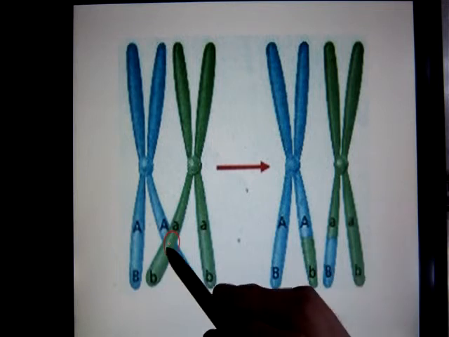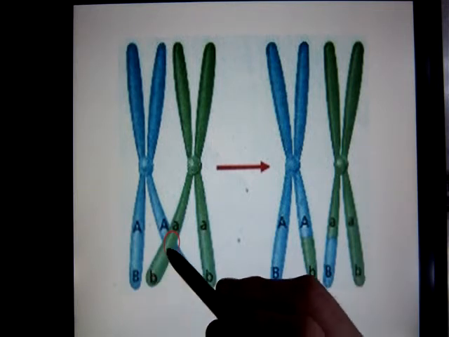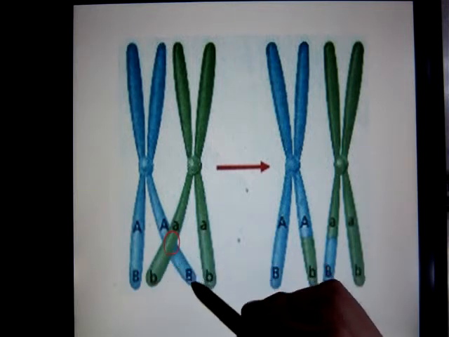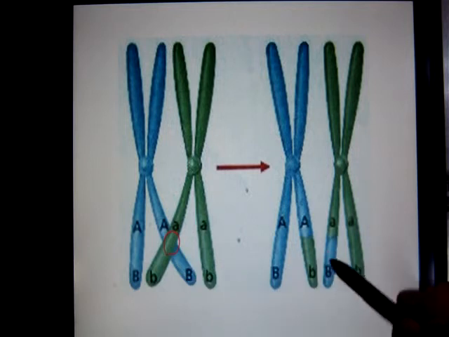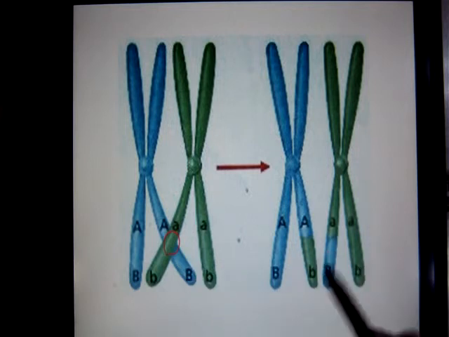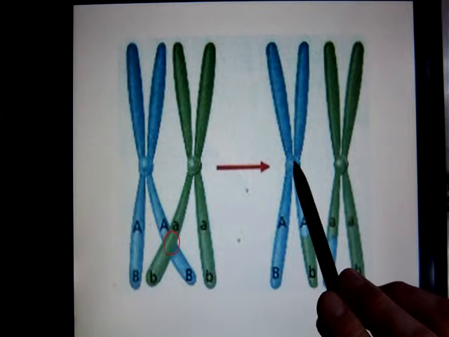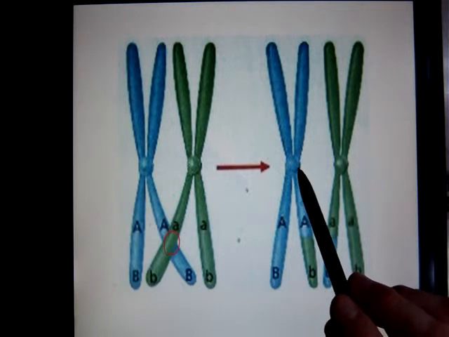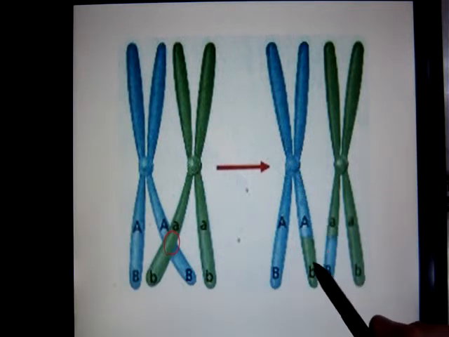So you can see that this blue section of this chromosome, this green chromosome, and this section of blue chromosome are actually trading places. So this chromosome that you got from your mom, when you pass it on to your offspring, you're actually passing it on with a little bit of DNA that you got from your dad. So it's mixing up your parents' chromosomes a little bit.